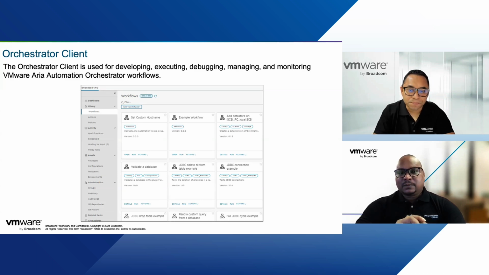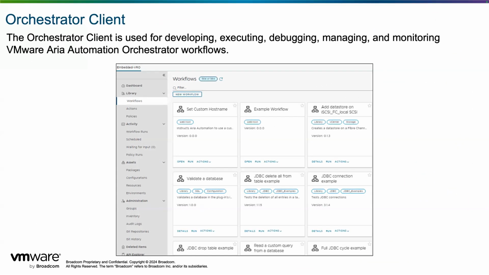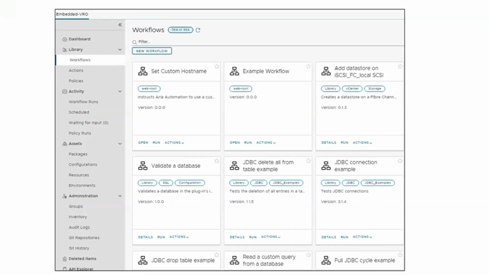Yeah, absolutely. So the orchestrator client is a very important component as part of this whole offering. This is where you consume many of the orchestrator features, like you create, run, and debug the workflows from the library. You can create the actions from the library action page. This is where you create those reusable snippets of code, which can be called from any workflows, right? So these are small subsets of code that you define inside your orchestrator. You can monitor the running workflows, meaning what's the status of your workflow activity. So you can monitor that from the activity workflows run page.